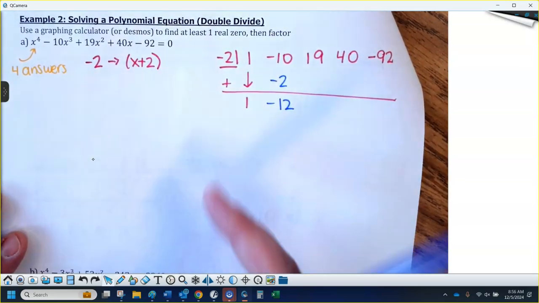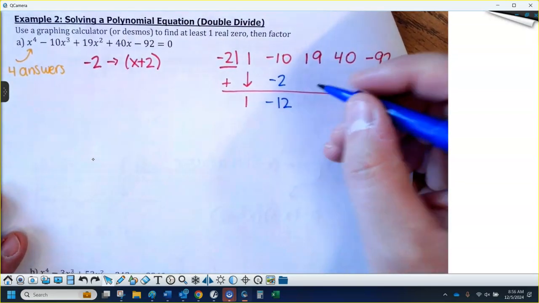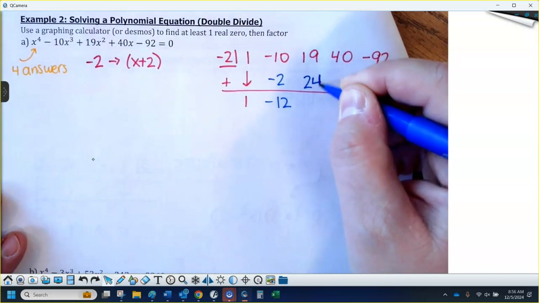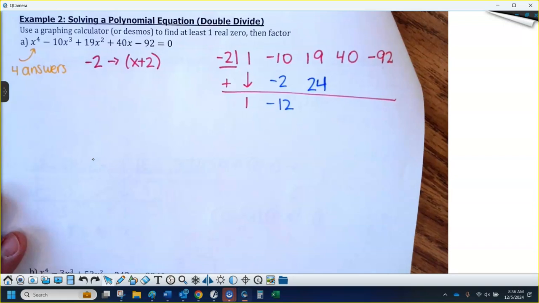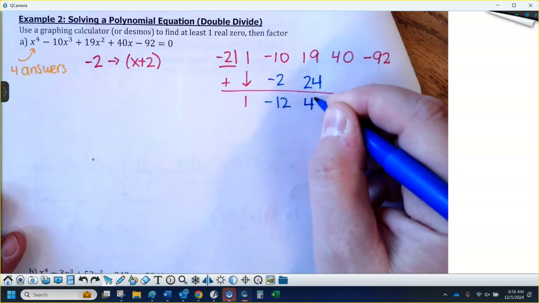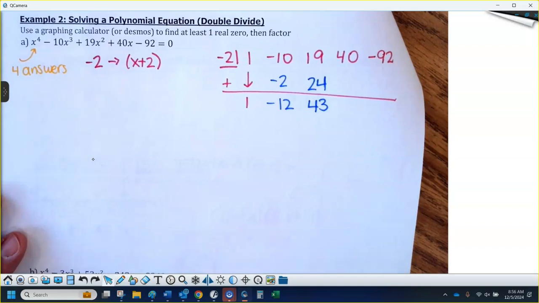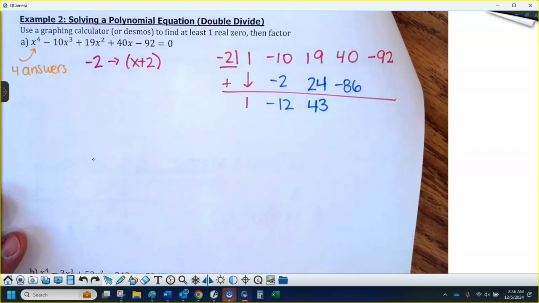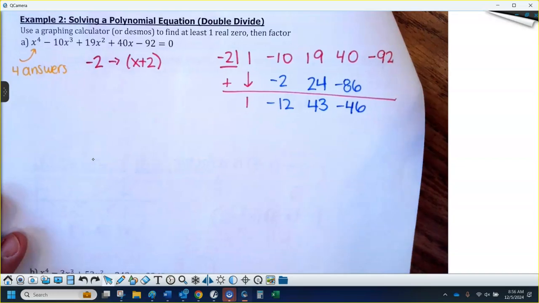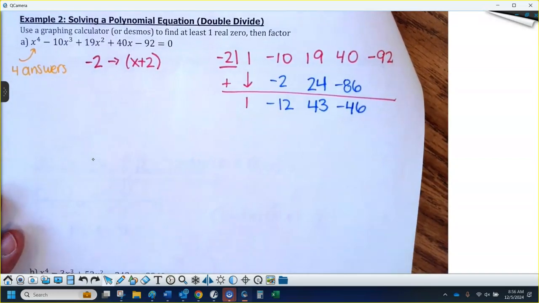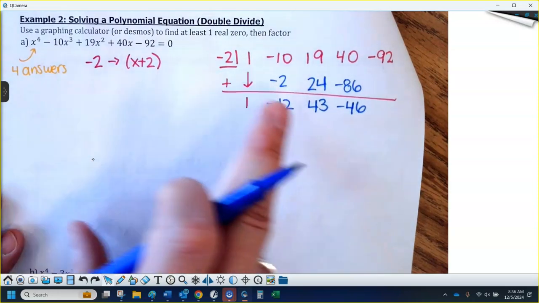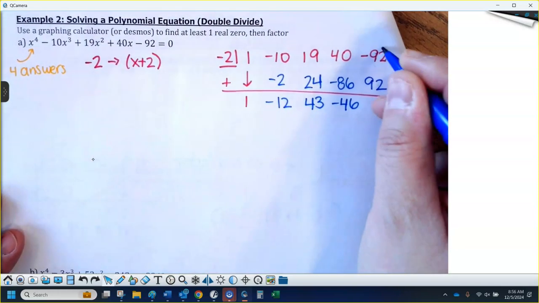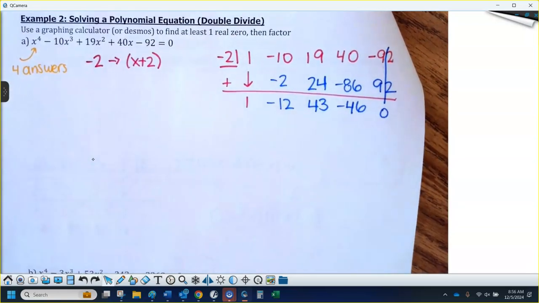Now, don't forget, especially if you're working with a negative, negative times a negative becomes positive. So -2 times -12 would be +24. And then we're doing 19 plus 24, which is 43. And I'm going to multiply that by -2, which is going to be -86. We're going to add that to 40, which is -46. And then remember, if we got this from the graph and it was a 0, we should not have a remainder, which if you do -2 times -46, that is 92. There is no remainder.